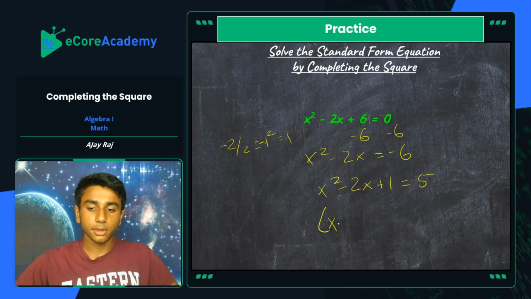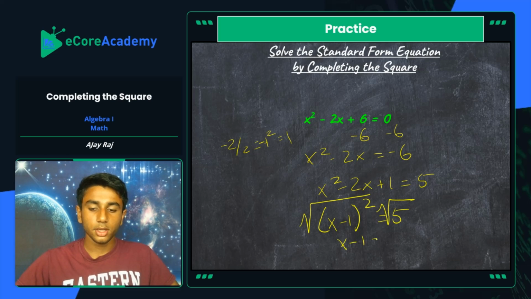Obviously, it's x minus 1 squared equals negative 5. Then we're merely taking the square root of both sides. We're left with x minus 1 equals a positive or negative square root of negative 5. Then we add 1 to both sides to isolate x. We get that x equals 1 plus or minus the square root of negative 5.